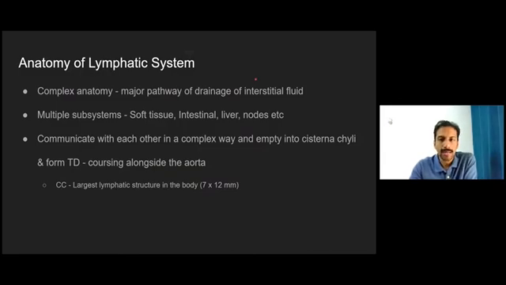All right. So as Samagra told, the anatomy of the lymphatic system is quite complex, and it forms a major pathway for the drainage of interstitial fluids, which are filtered from the capillary networks and put back into the circulatory system. That's the main function of the lymphatic system. There are multiple subsystems available in the lymphatic network.